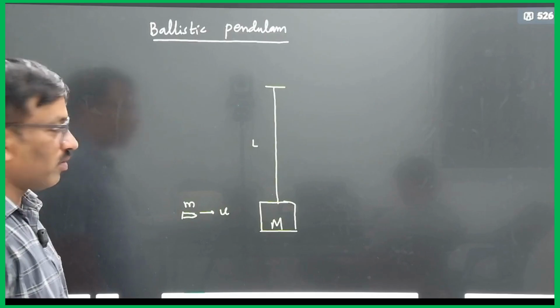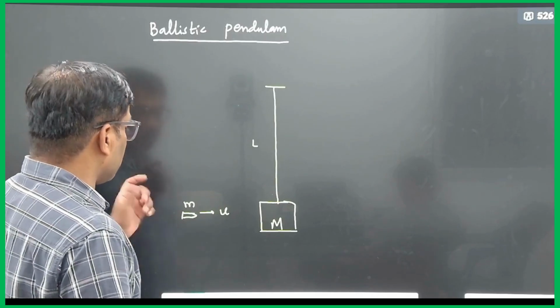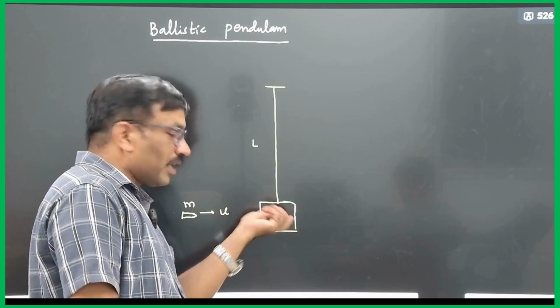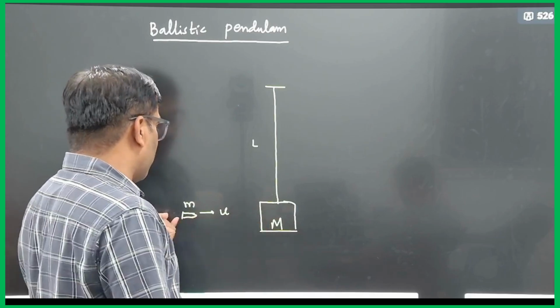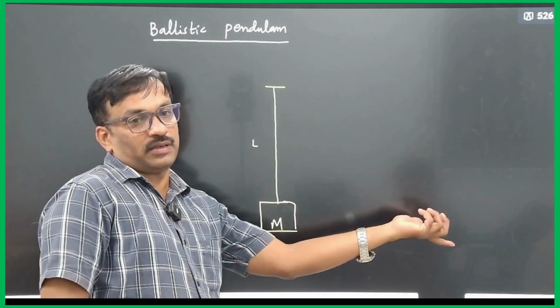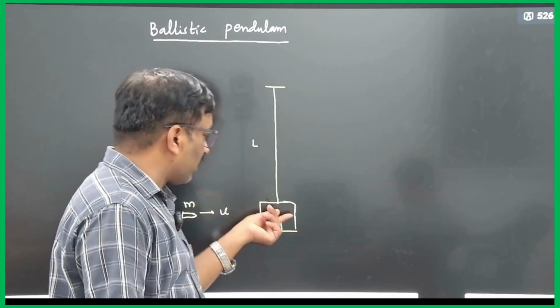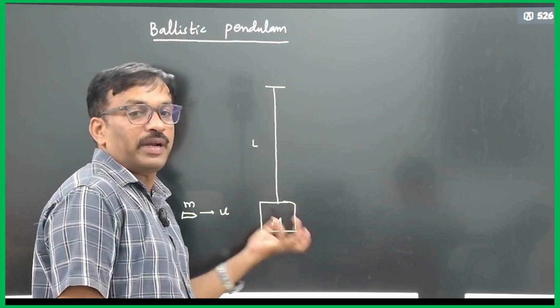So what will happen now? There are many situations that can take place. The bullet will go and hit the block and get embedded in it, or the bullet will come and hit and leave it. Okay. First let us take one simple case: the bullet will hit and get embedded in it.